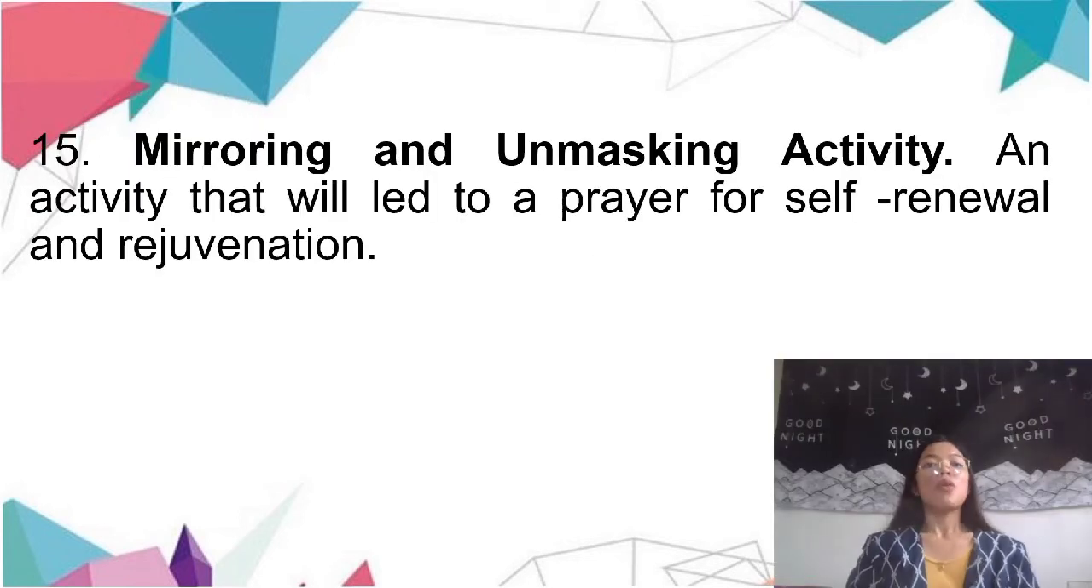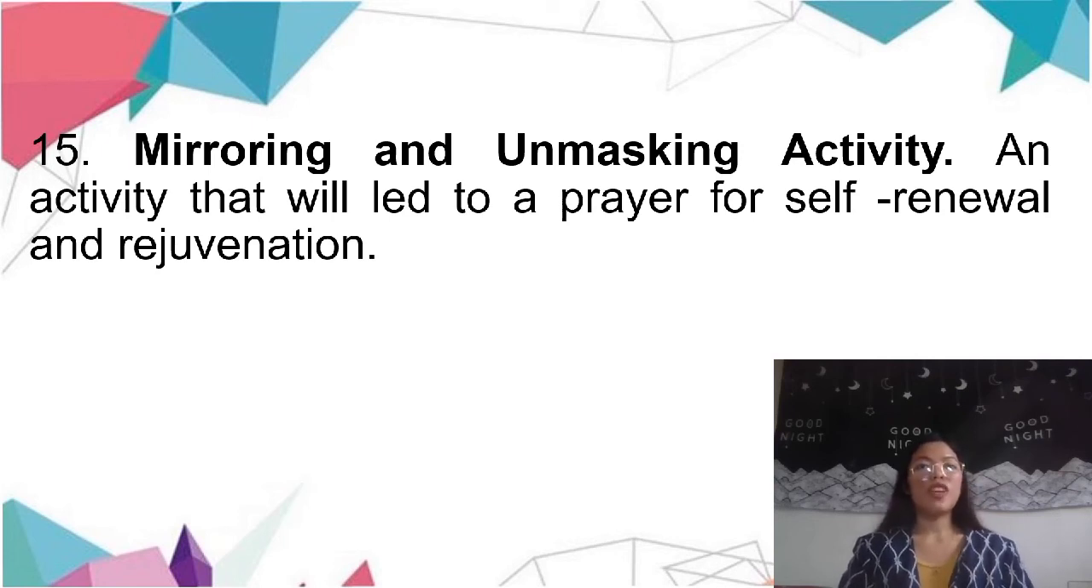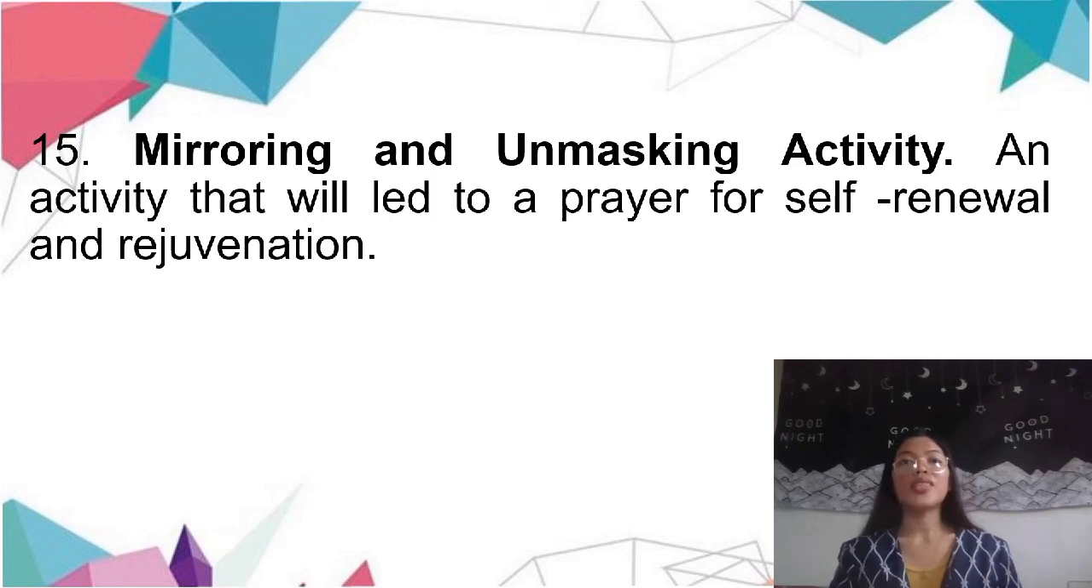Lastly, number 15, Mirroring and Unmasking Activity. Each participant shall prepare a piece of paper and put it at his or her back. In a circular formation, everyone has to write that person's negative attitude on that paper. Everyone will be given time to see those feedbacks and reflect on them, while they are also given a chance to express themselves. These negative feedbacks will be called masks to be torn off and burned at the end of the activity, and they will be led to a prayer for self-renewal and rejuvenation.